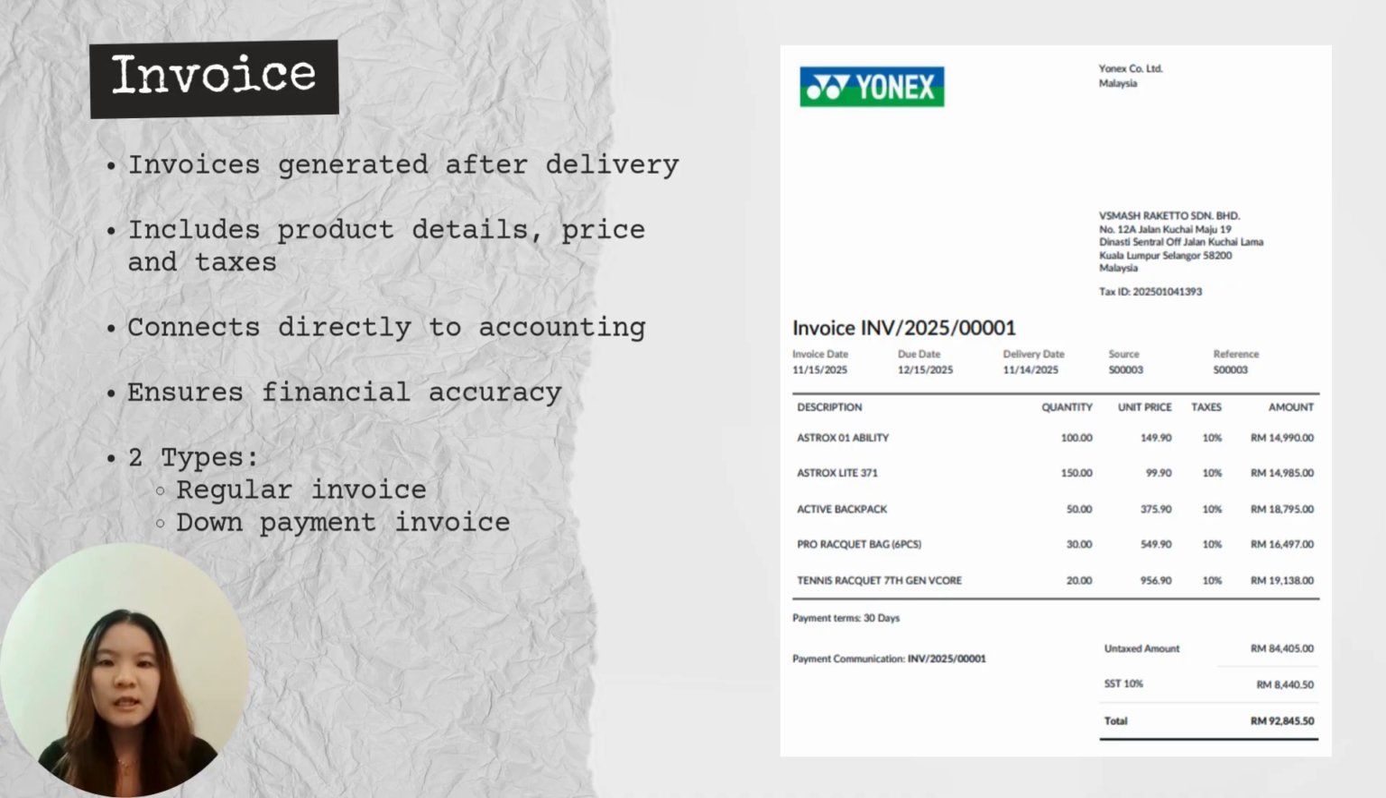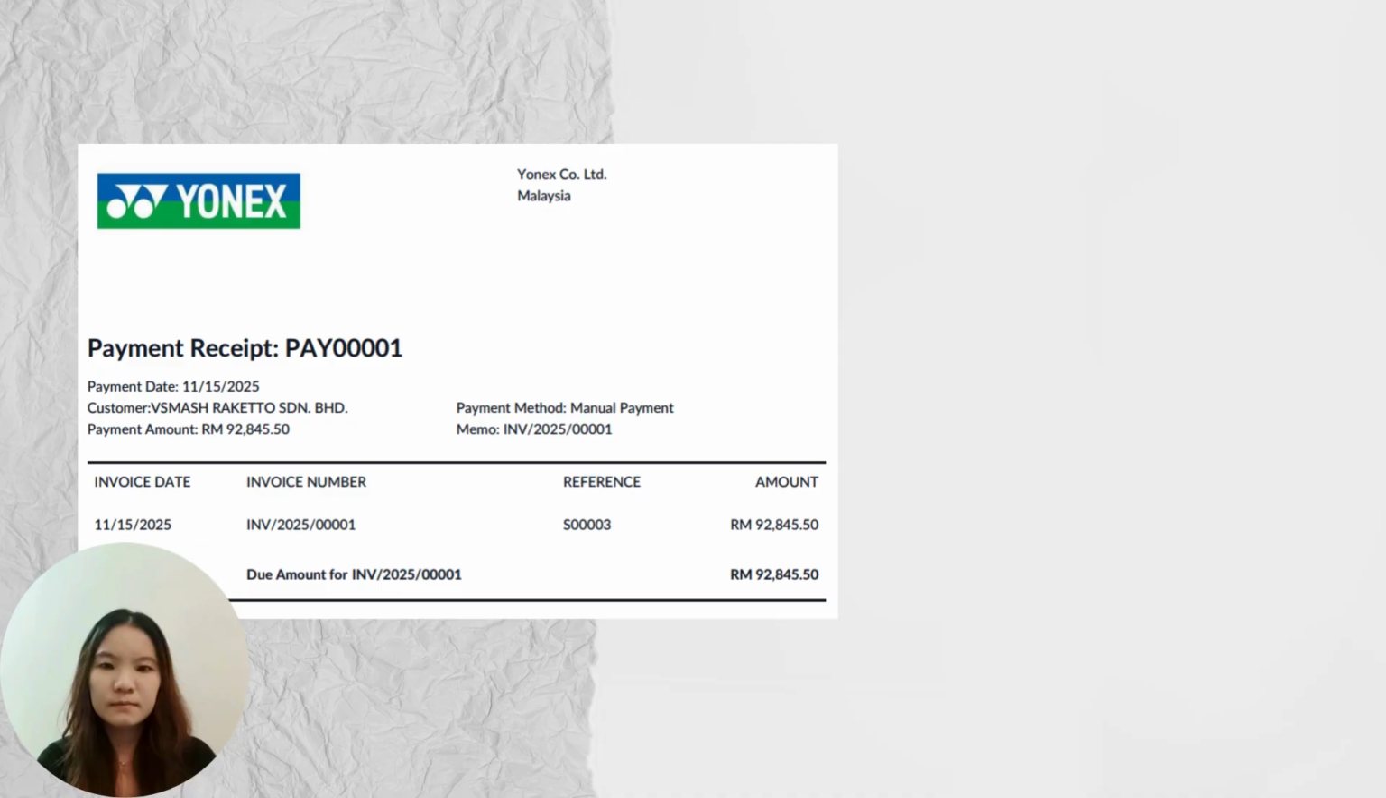Next, for invoice. Invoices are generated after delivery has completed. It includes the product details, the actual pricing, and the taxes. So it is connected directly to the accounting department so that they can ensure financial accuracy. There are 2 types of invoices. Regular invoice, when the customer makes a full payment for the order, and down payment invoice, when the customer pays a percentage of the total price or a fixed amount first, then the remaining amount later.